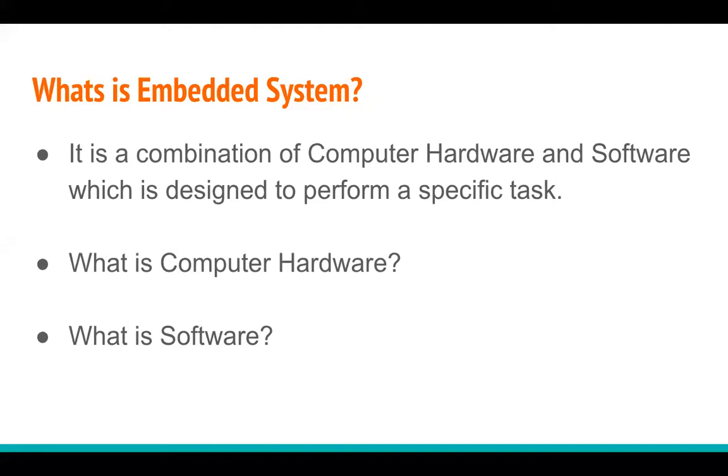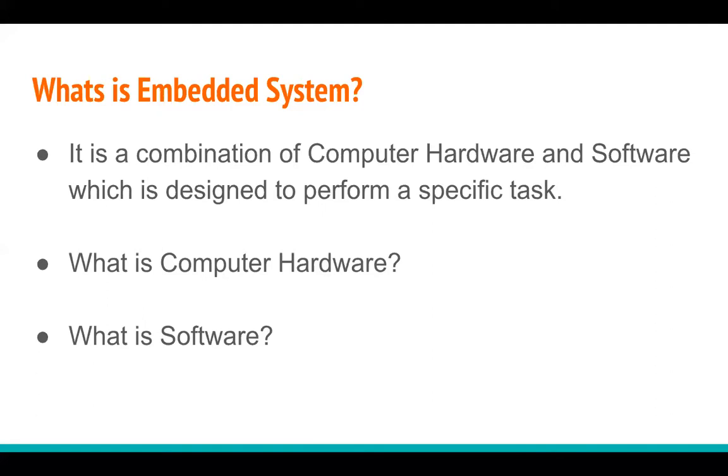But this is the smallest and very meaningful definition I have found, and that I have taken from Wikipedia. It is a combination of computer hardware and software. For an embedded system, we require the electronics as well as the program which will operate that electronics. And that electronics should be digital electronics. I'm talking about digital electronics.